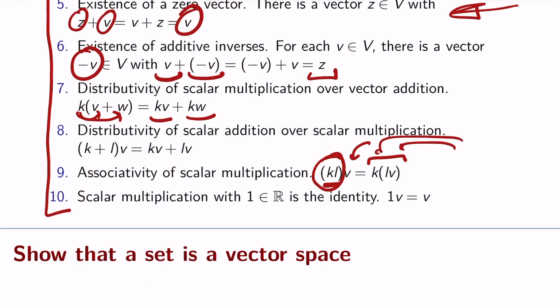And finally, the last property, property 10, says that when we multiply a vector by just the number 1, I mean the scalar multiplication, we should obtain the same vector.